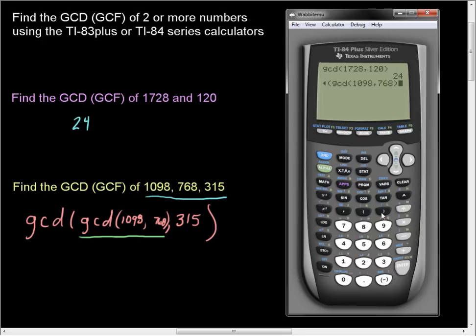768, end the parenthesis. You have to do this, otherwise it's going to come back with a syntax error. It says, you messed up, I don't know what you're saying. Then comma. Now, the GCD of 1098 and 768 is going to be a number. That is our input to this outer function. And so we take our 315, and then we end our parentheses. Enter. And we find that the greatest common factor is 3.